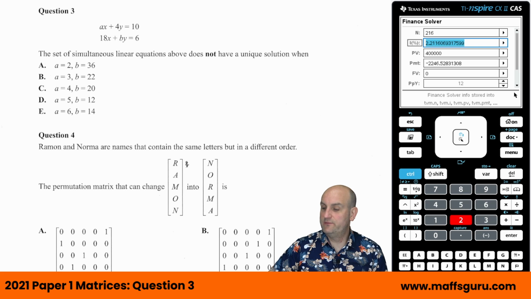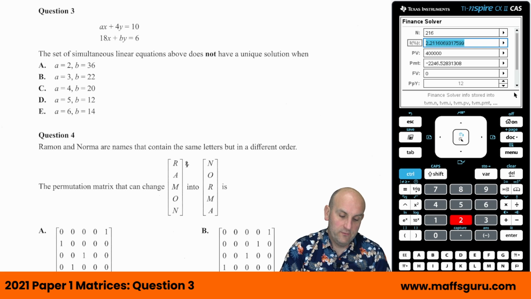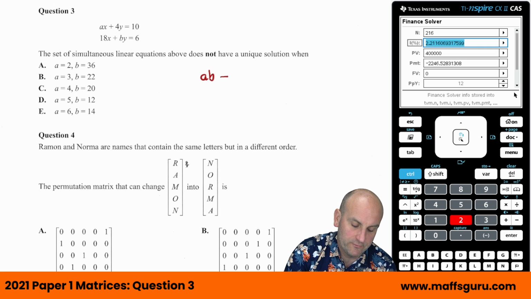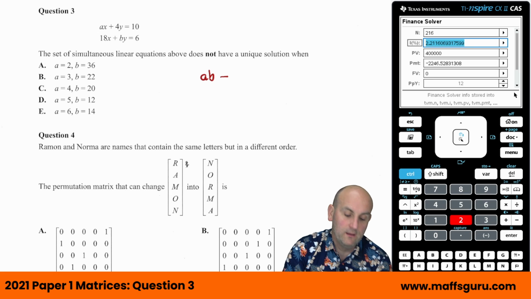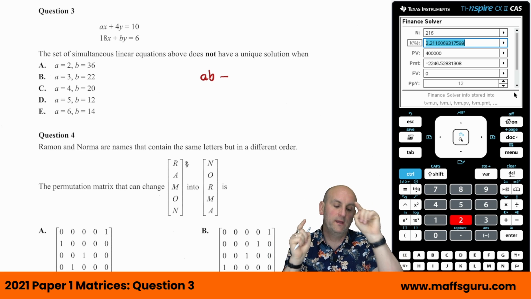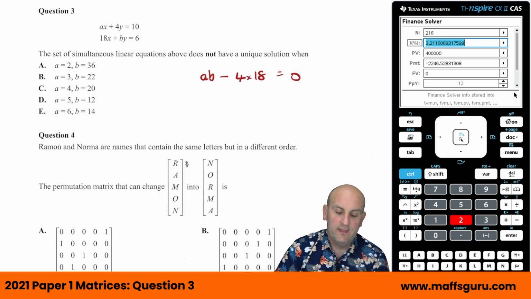The set of simultaneous equations does not have a unique solution. All right, so when it doesn't have a unique solution, the way I do this is by teaching the matrices, and I know that the value of A times B minus the value of, try that one again. Yeah. So you just do the opposite corners. Opposite corners multiply, subtract them, minus 4 times 18. Now for it not to have a unique solution, that has to equal 0.